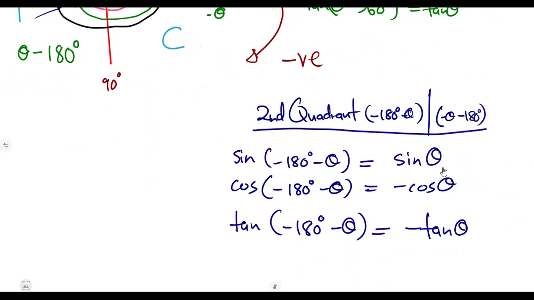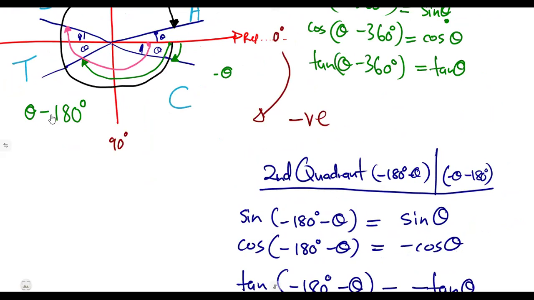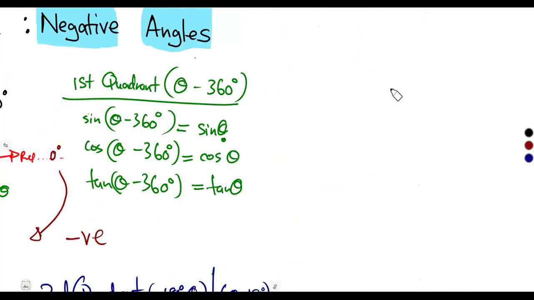Just like that. You move on to the third quadrant, theta minus 180. It is the quadrant for tan. Only tan is positive. So this is what we have in the third quadrant. The third quadrant is the quadrant for tan. All right, remember our angle is theta minus 180.